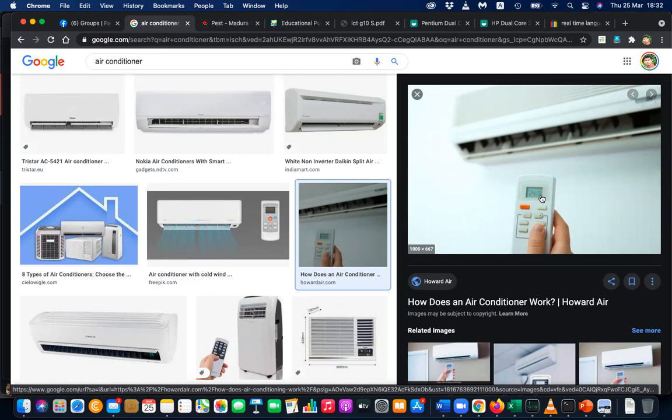Sometimes our broken air conditioners do that. That means this is how the sensor works. When it reaches 24, what should happen? If it is 24, it should stop.